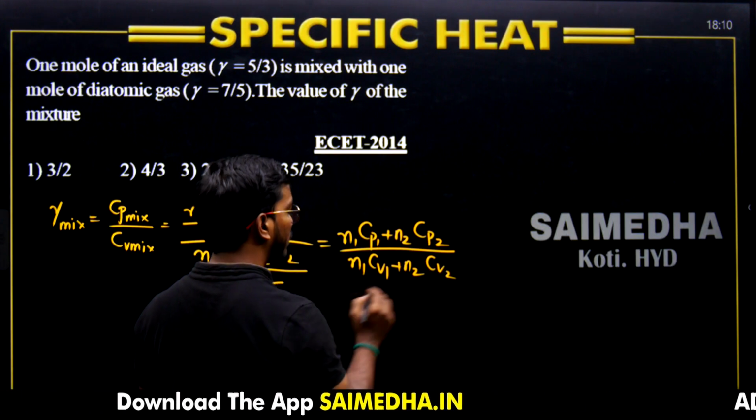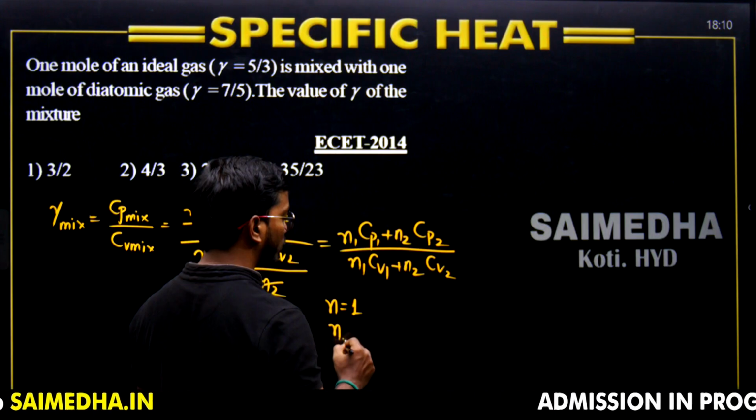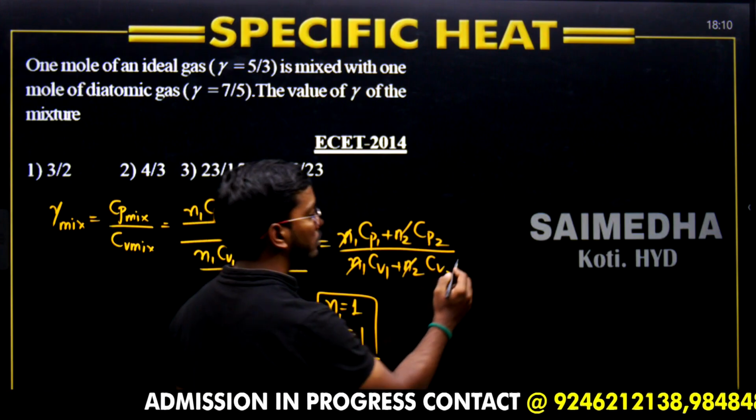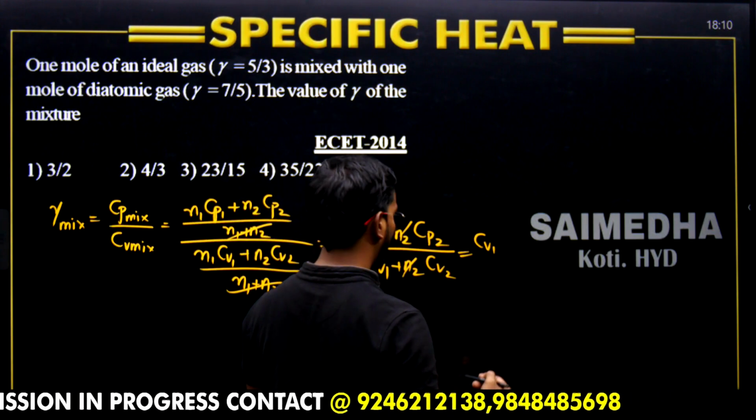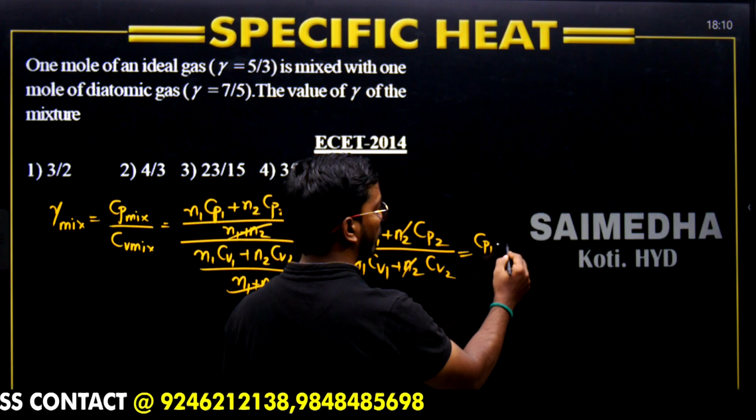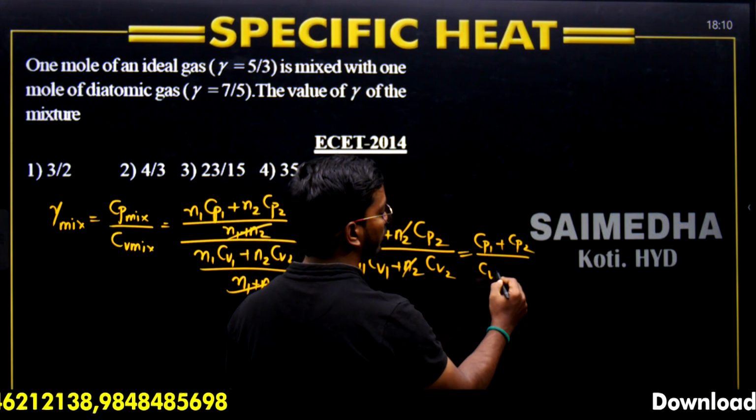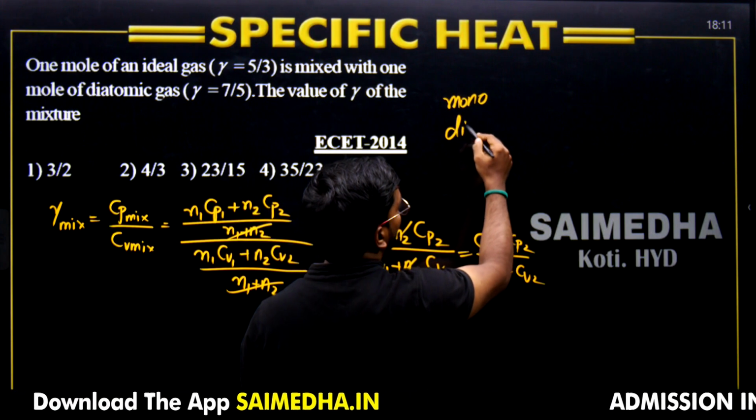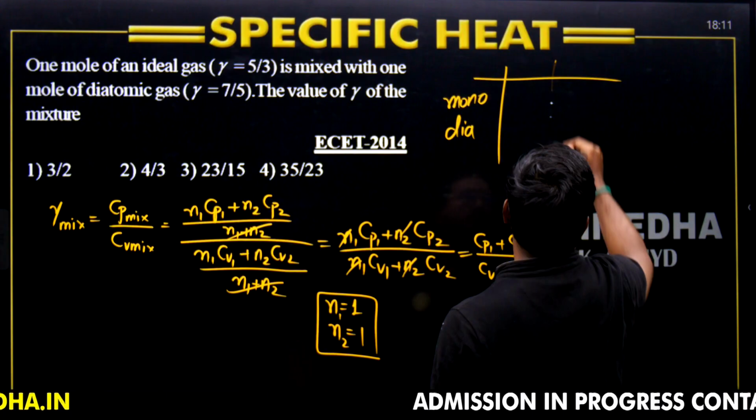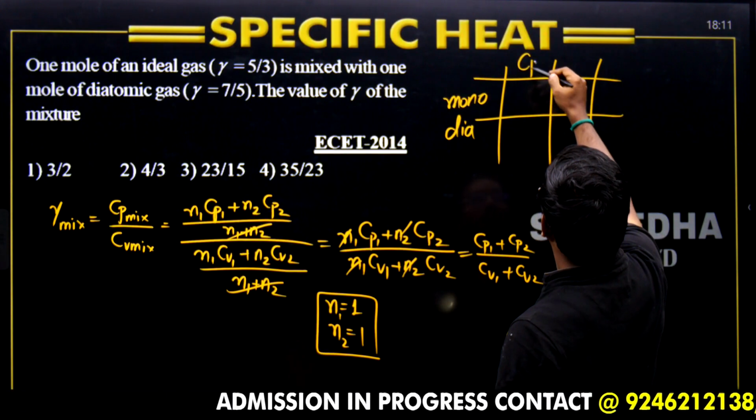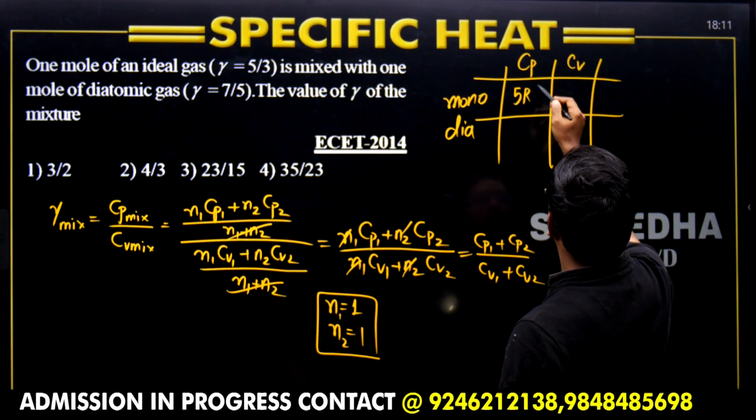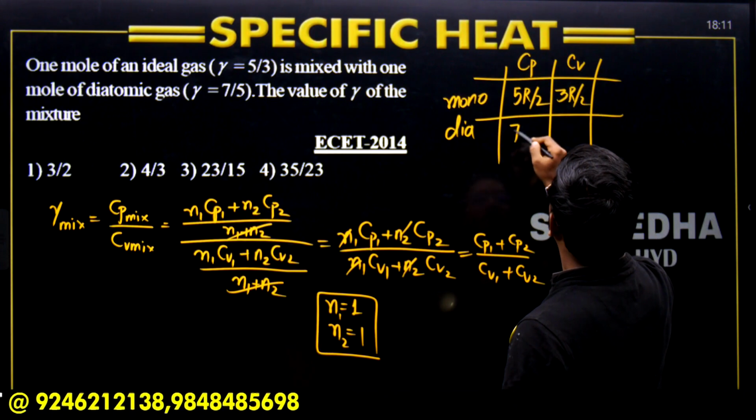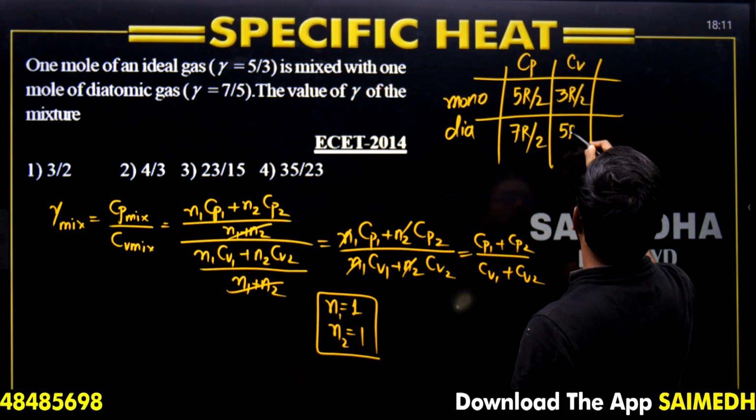The question mentions that the number of moles of monoatomic and the number of moles of diatomic are 1 mole each. So this N is anyhow 1. So the formula now is Cp1 plus Cp2 divided by Cv1 plus Cv2. We know the Cp and Cv values for monoatomic and diatomic. What are the Cp values and Cv values? First value was 5R by 2, this is 3R by 2, this one was 7R by 2 and this one was 5R by 2.